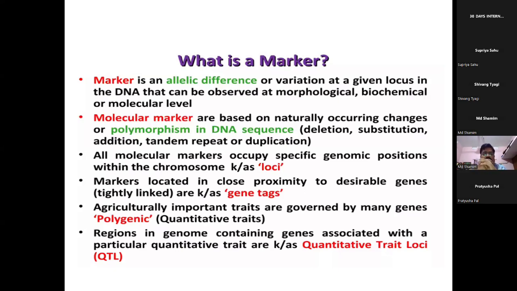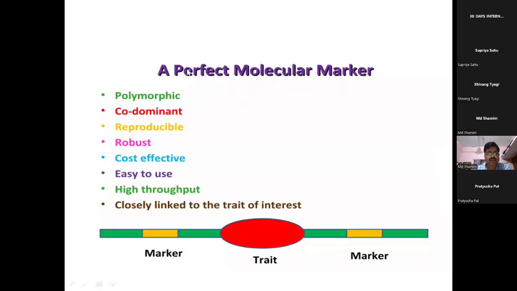And molecular markers are based on naturally occurring changes, or polymorphism, in the DNA sequences, by which we can differentiate two individuals. With the help of these markers, we can tag any gene or any locus, and we can also map several quantitative traits and identify different QTLs.